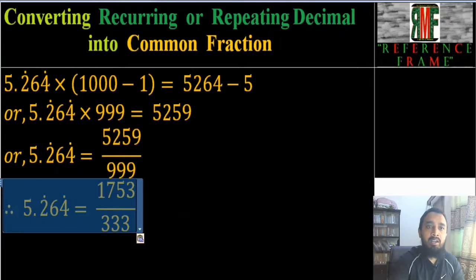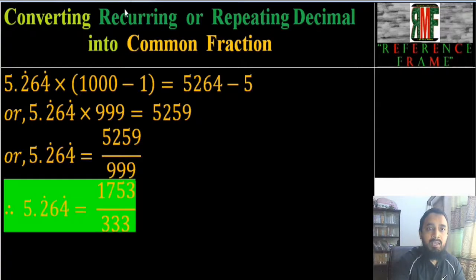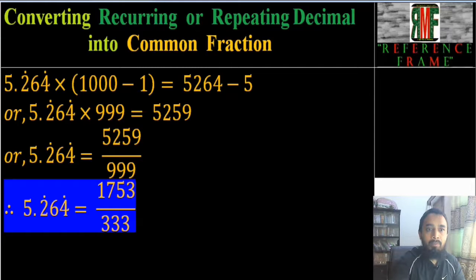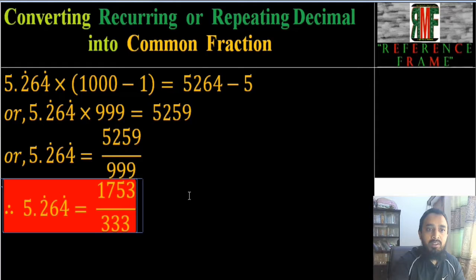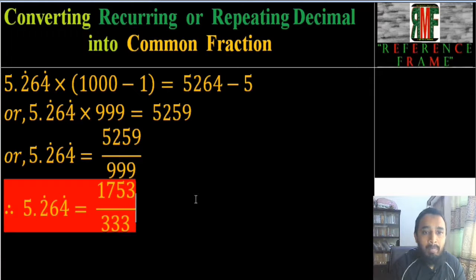If we mark it for your clarification, you can see the result in the red portion, that our required result is 5.264 recurring is equal to 1753 divided by 333.